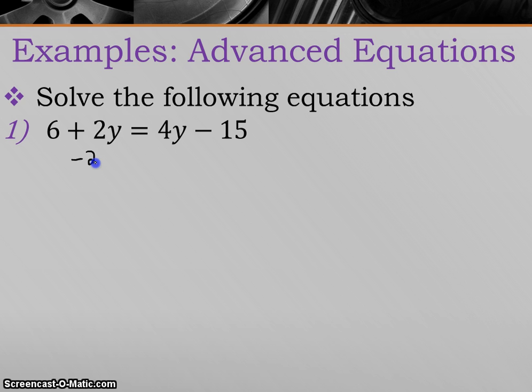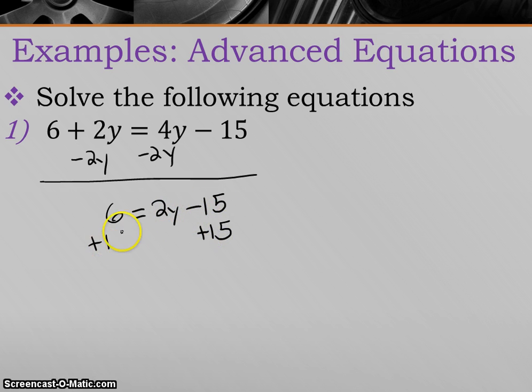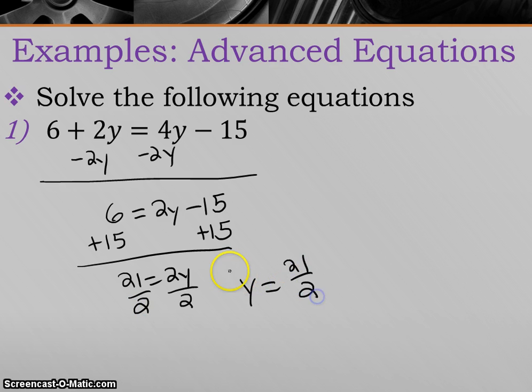So I'm going to subtract 2y from both sides, and get 6 equals 2y minus 15. So I have to add 15 to both sides. 21 equals 2y. I divide both sides by 2, and y will be 21 halves, or 10.5. So it doesn't really matter. You could have moved the 4y to the left-hand side and the 6 to the right and then divided there. You'd still get 21 halves for your answer. Again, I like writing them as positive variables.